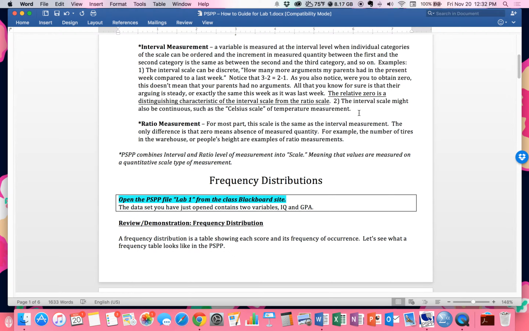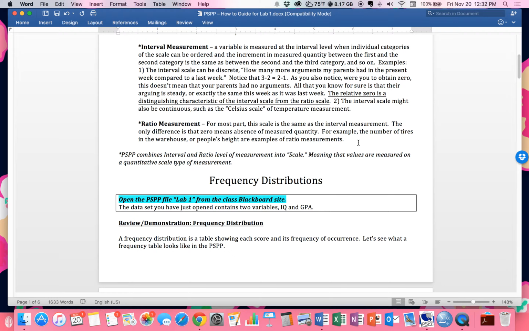Now, in interval level of measurement, we have no relative zero. So it can be negative 20 degrees and we would say, oh, negative 20 is cold, but there's still weather. So if zero is a true zero, we call this absolute zero, then we have the highest level of measurement, what we call ratio level of measurement.